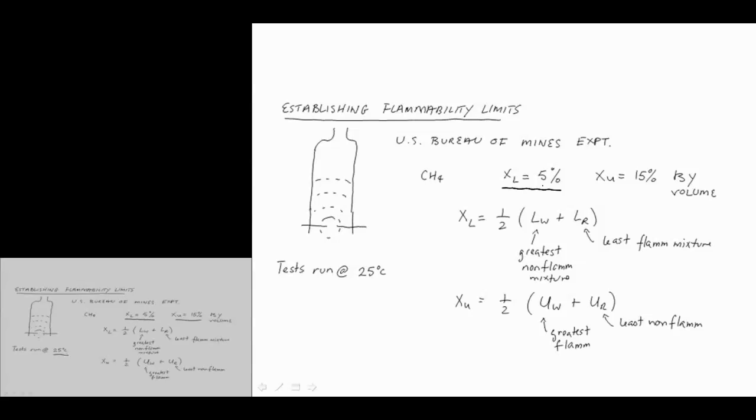These runs are at 25 C and 1 atmosphere, sort of like the standard test. The way that they do it is that they really just ignite in an open vessel and see if the flame propagates to a certain extent or not. The lower flammability limit is given as the average of the greatest non-flammable mixture and the least flammable mixture, whereas the upper is given as the average of the greatest flammable mixture and the least non-flammable mixture. So it's a very simple test to establish and to come up with.